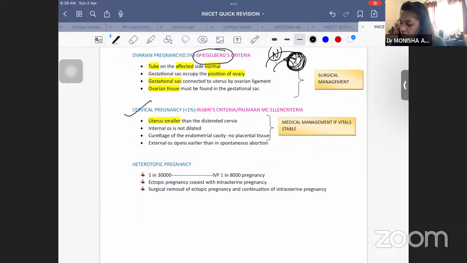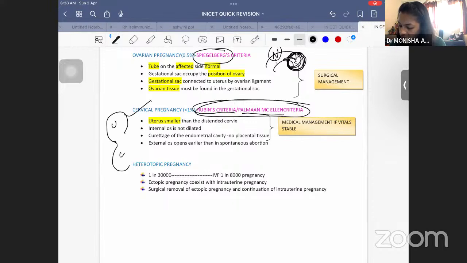Talking about cervical pregnancy, it's called Rubin's criteria or Paalman and McElin criteria. Remember both the names. The uterus will give an hourglass appearance. So this is the uterus, this is the cervix, so it gives an hourglass. The uterus will be smaller compared to the distended cervix. The internal os will not be dilated, whereas the external os will be dilated. It will be open earlier than in a spontaneous abortion. If you do a curettage of the endometrial cavity, definitely you're not going to get any placental tissue because the pregnancy is in the cervix.